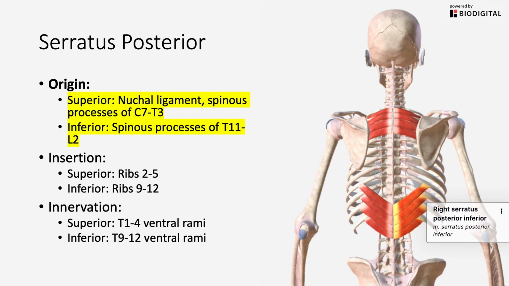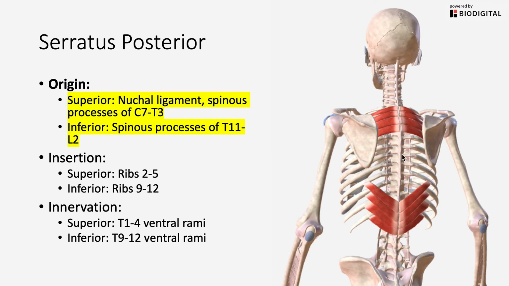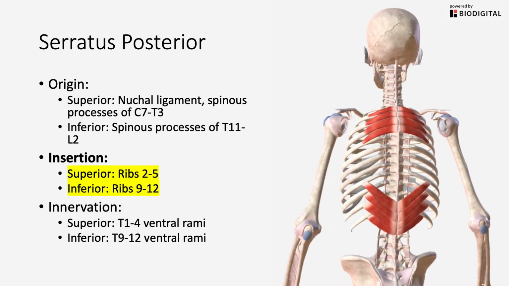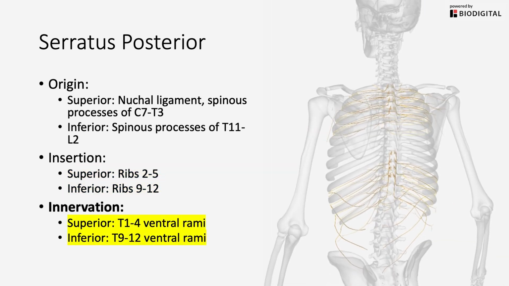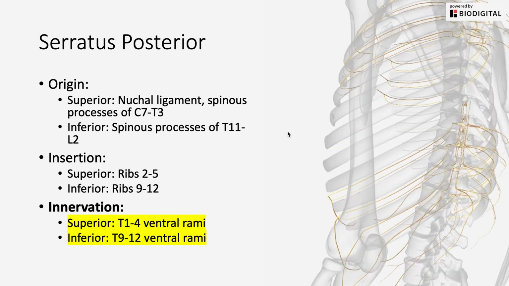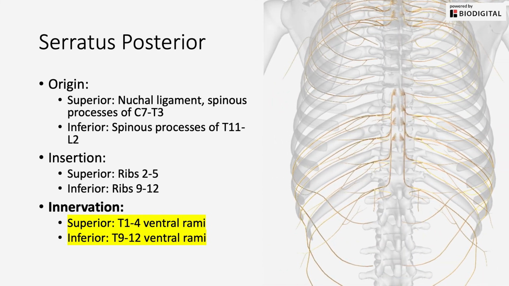The serratus posterior superior, its origin is on the nuchal ligament in the cervical spine region and C7 to T3 spinous processes. The inferior originates at T11 to L2 spinous processes. Then it's going to insert to the ribs. The superior portion inserts to ribs 2 through 5, and the inferior portion inserts to ribs 9 through 12, as you can see here on the model. The serratus posterior, both superior and inferior portions, are innervated by the ventral or anterior rami of corresponding levels. So the superior T1 through T4 and the inferior T9 through T12.